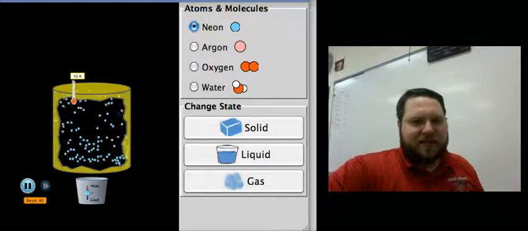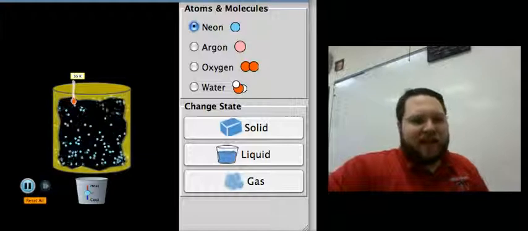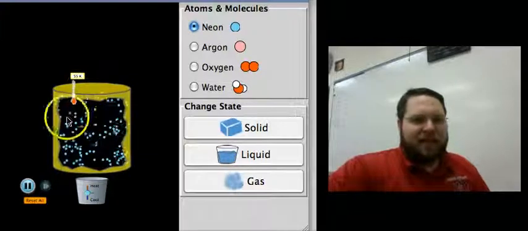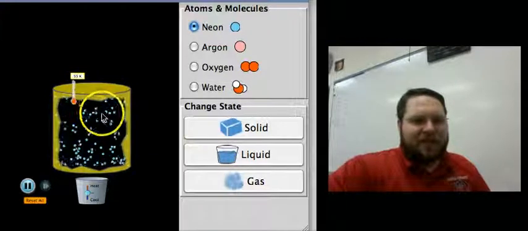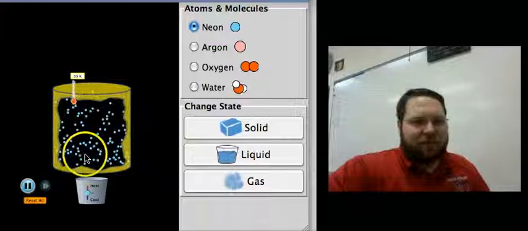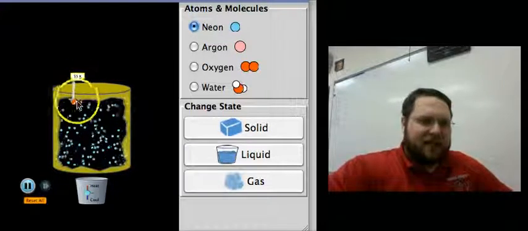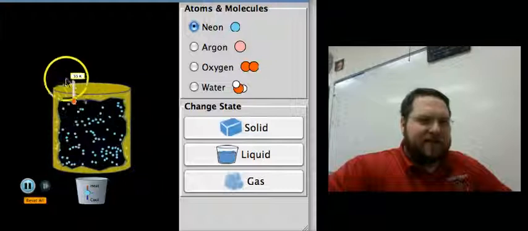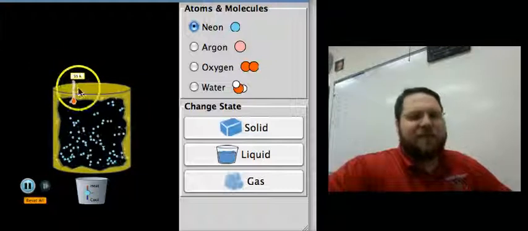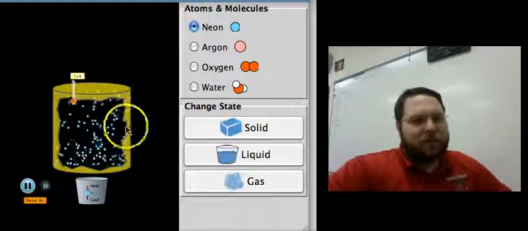So let's take a look at what that means with this nice little simulation. So here I have a container full of neon gas, and each atom of neon is represented by this little blue dot. The temperature of this, which you can see, it's got a thermometer here, and it's telling us that the temperature is 55 Kelvin, which is really, really cold.